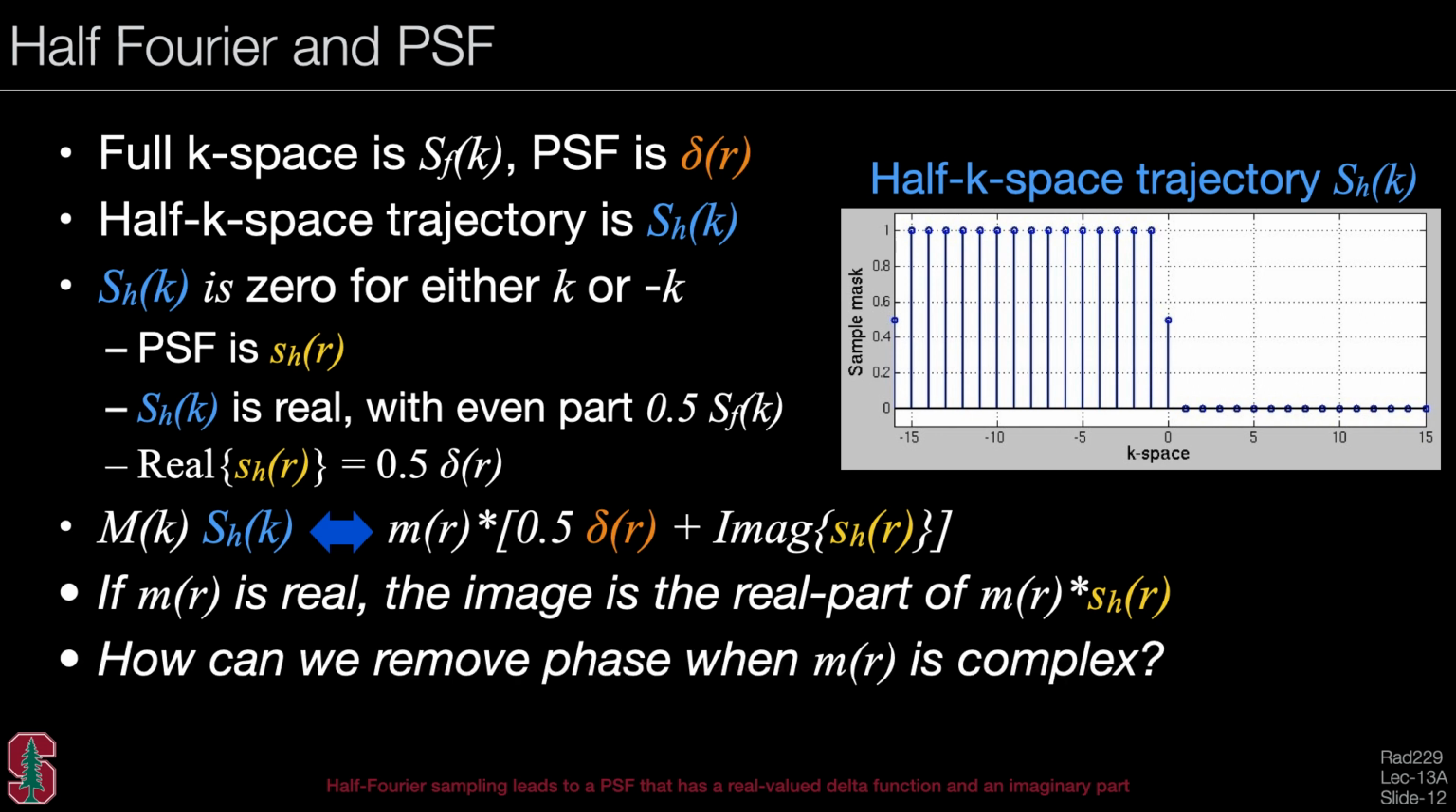The question, though, is how do we remove the phase when the magnetization is complex valued? Because now we will have a contribution from the imaginary part of the point spread function. So let's look at some examples.